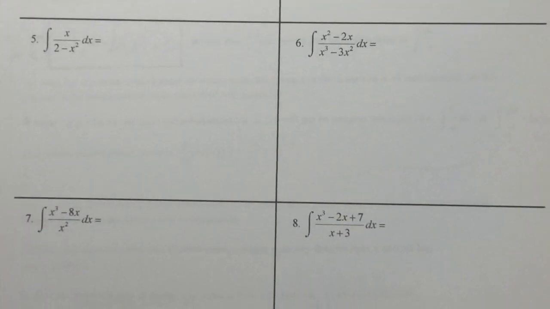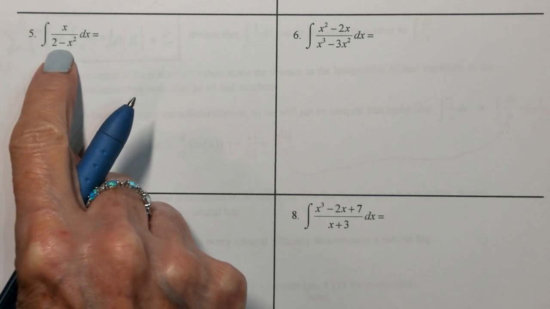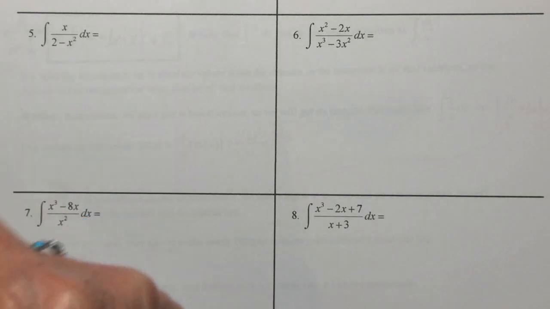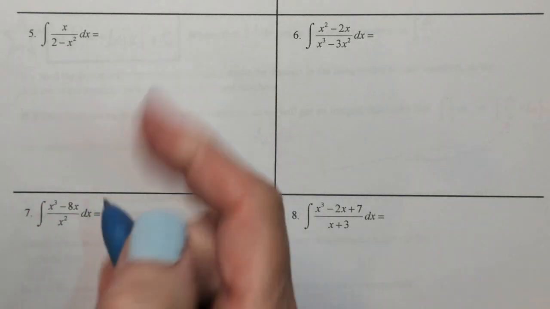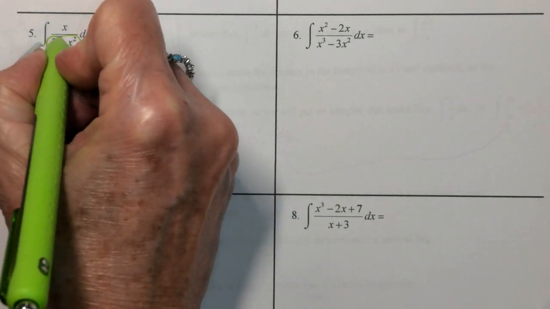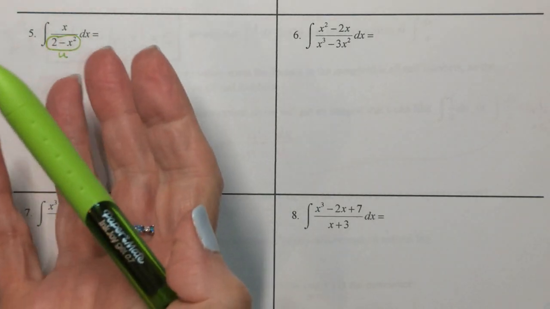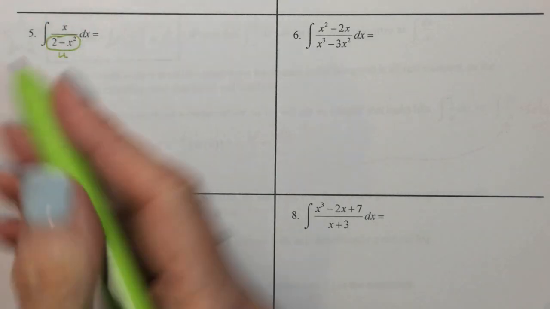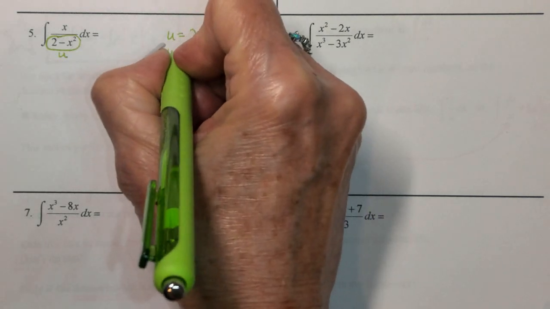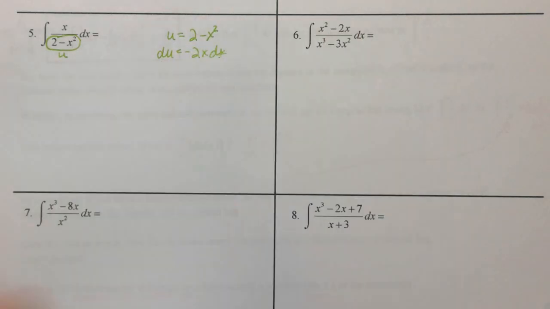Alright, number 5. Is the denominator linear? No, it is not. So immediately, this is not an ln. However, after we do a u sub, we might get an ln. Let's do a u sub. Let's let u be the entire denominator, because remember, we would like to get du over u. So u is the entire denominator. What is du then? Negative 2x dx.